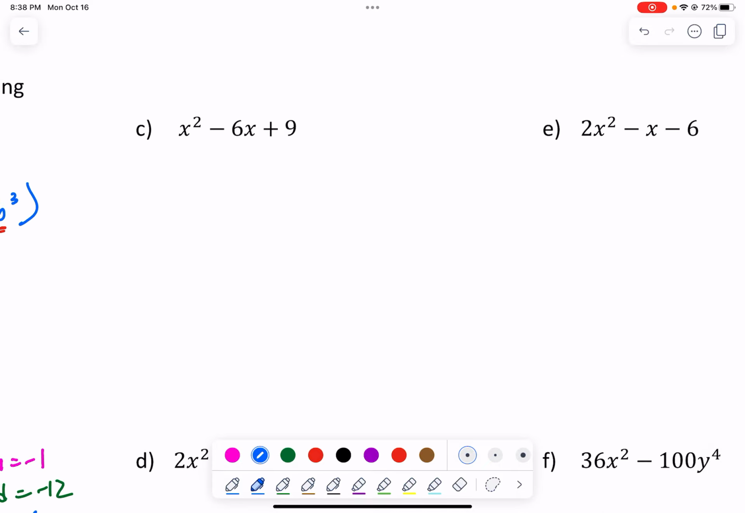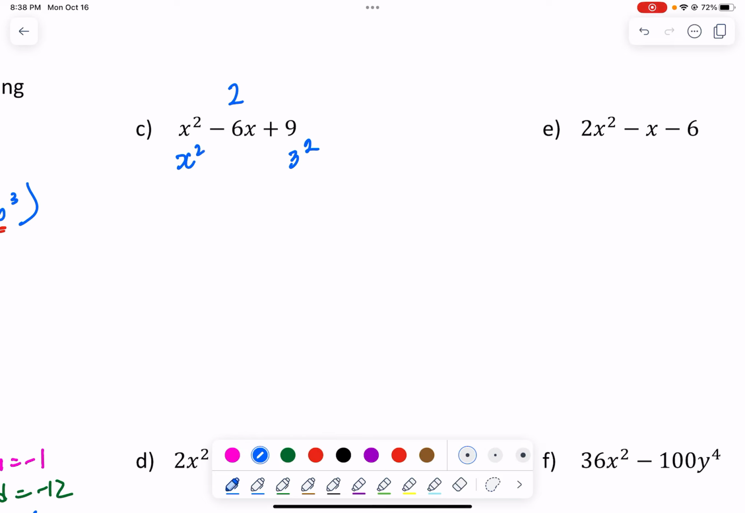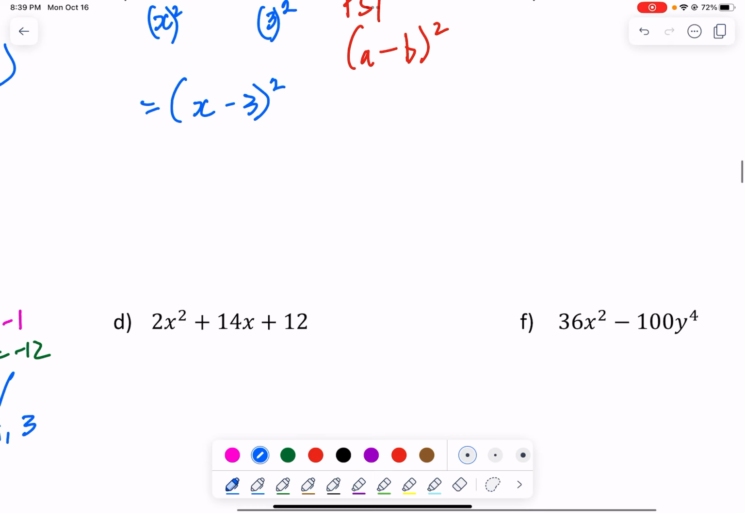For c, I can see right away that this is an x squared, and this is a 3 squared, and then this is 2 times x times 3 equals 6x, so it is a perfect square trinomial. And remember, those always end with a plus or minus b all squared. So in this case, it would be minus. So this one would just be x minus 3 all squared.